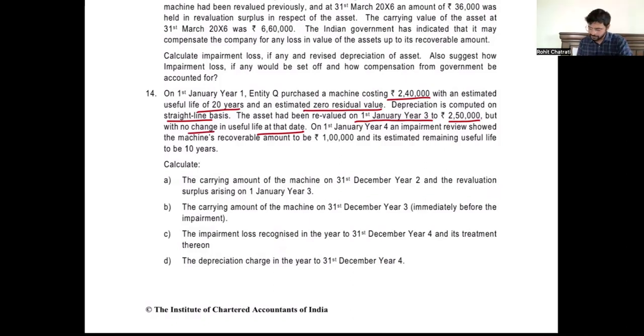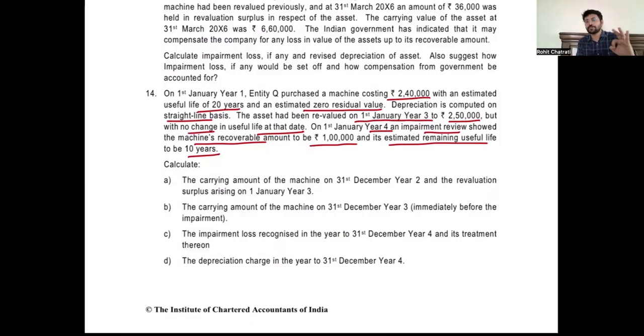On 1st January year 4, another year later, an impairment review showed that the machine's recoverable amount was rupees 1 lakh, and the estimated remaining useful life came down to 10 years. Originally, it was 20 years. You used the machine for 3 years and it came down now to 10 years.